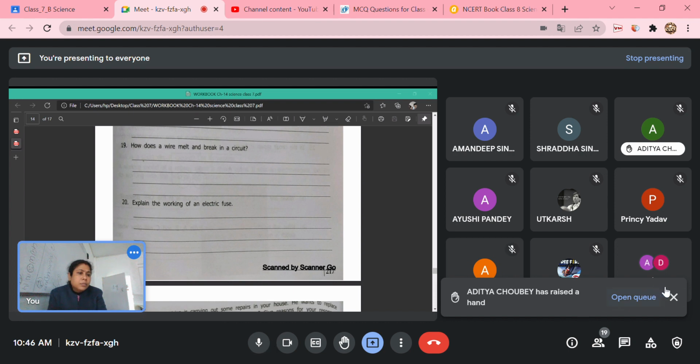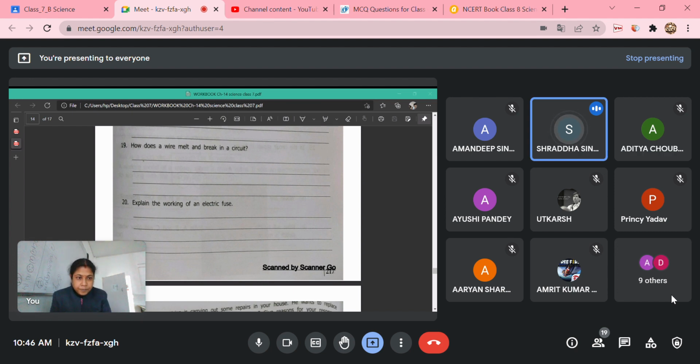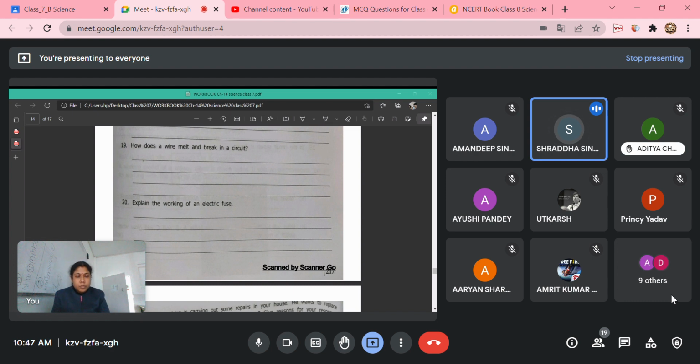Shraddha. Ma'am, electric fuses are made from wires of some special materials that melt quickly and break when a large electric current is passed through them. And ma'am, in all buildings, fuses are inserted in all the electrical circuits, and there is a maximum limit on the current which can safely flow through the circuit. And if the current exceeds this limit, the wires may become overheated and may cause fire. Yes, very good. Yes, Aditya, anything to add?